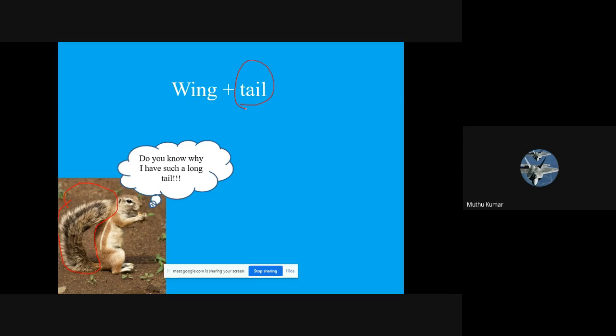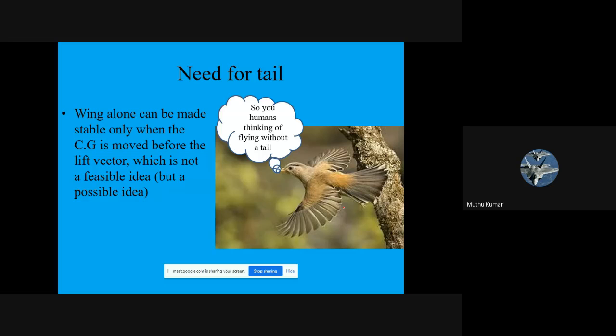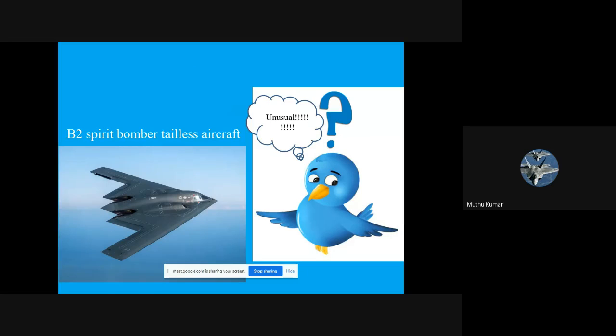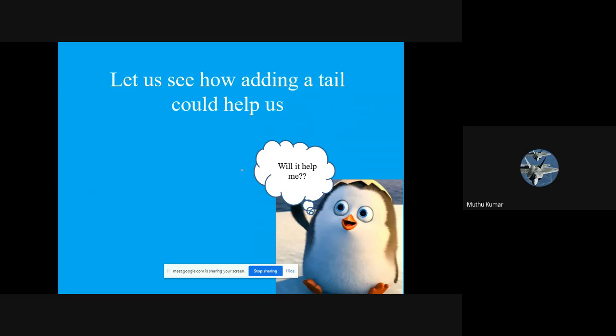So if we add a tail to an aircraft, obviously it's going to give me the same thing. So the need for a tail, as a bird's tail is used to control its movement, obviously. Correct? The tail is used for directional movement. Is a tail absolutely required? There is no point that it is absolutely required. In aircraft design, I can design anything. So there are tailless aircraft also available. But what if there is a tail? Yes, if there is a tail, it's going to help us a lot.